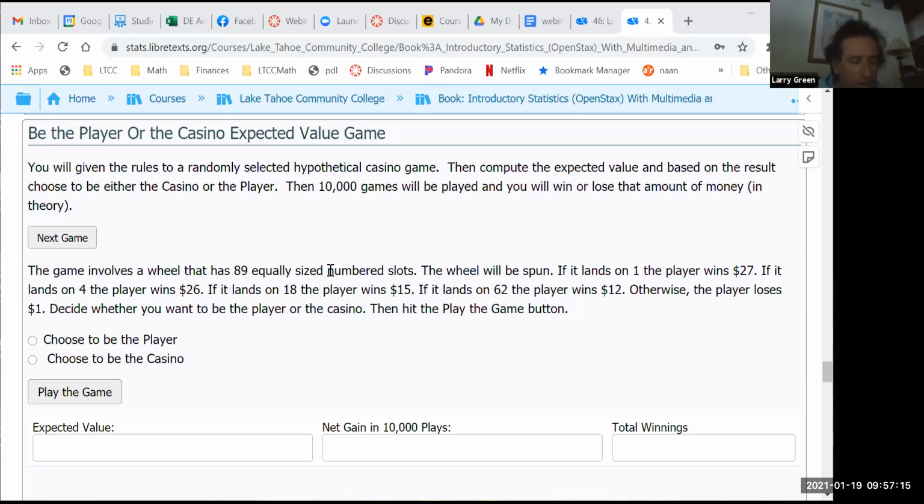So what I'm going to do, I'm going to do it on pen first so I can leave this screen and go to the other screen, is look at all the different things that could happen. So one thing that could happen is you can win $27. Another thing that can happen is you can win $26. A third thing that could happen is you can win $15. You could also win $12. Or you could lose $1. Any questions? And there are 89 different things that could happen.